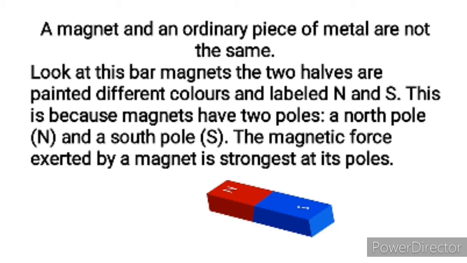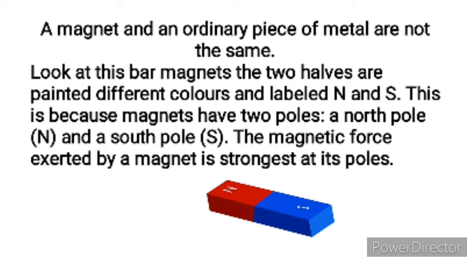A magnet and an ordinary piece of metal are not the same. It is different. Why is it different? A magnet has energy. Alright, it has energy. We call it potential energy. But an ordinary material does not have energy. Alright, a material is just a material. If it must have energy, we must give it energy. Do you understand? A magnet has that energy and uses it to attract materials that it likes. Alright, but an ordinary metal material does not do that.